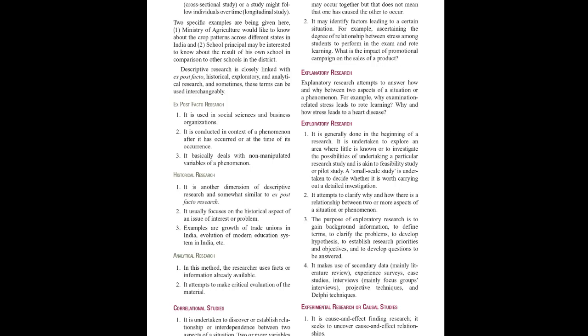Correlational studies. 1. It is undertaken to discover or establish relationship or interdependence between 2 aspects of a situation. 2 or more variables may occur together, but that does not mean that one has caused the other to occur. 2. It may identify factors leading to a certain situation. For example, ascertaining the degree of relationship between stress among students to perform in the exam and rote learning. What is the impact of promotional campaign on the sales of a product?